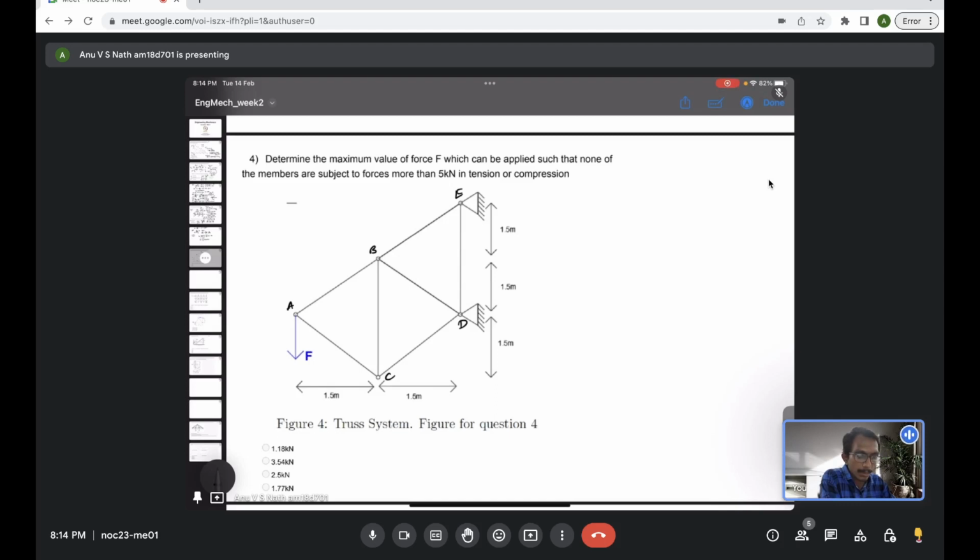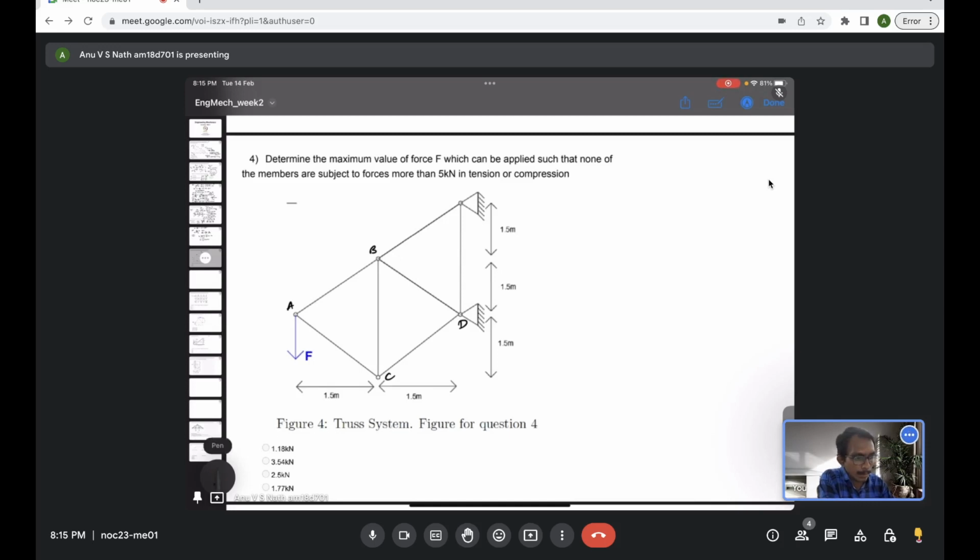So you could try yourself, and if you find the answer you can put it in the chat box. I will give some time, then I will explain how to do it. Same procedure only, just right now F is not given, so you have to evaluate every internal force in terms of F. Then whatever is the maximum internal force, its value should not cross 5, and accordingly you can say what is the limit for the value of F.